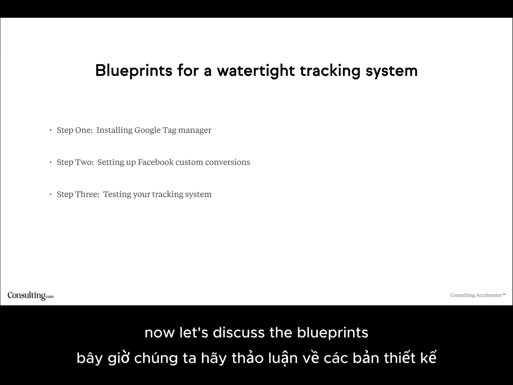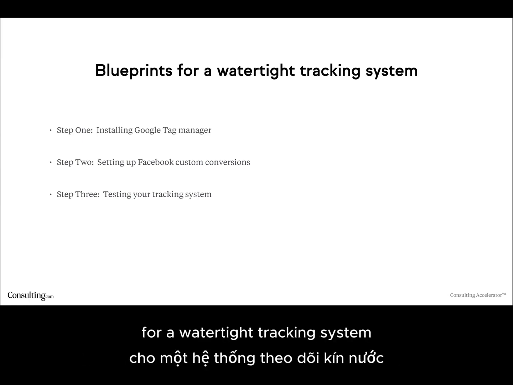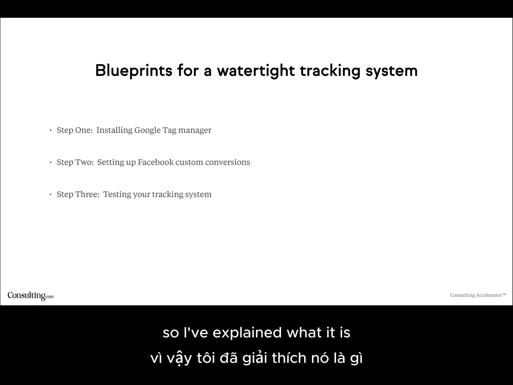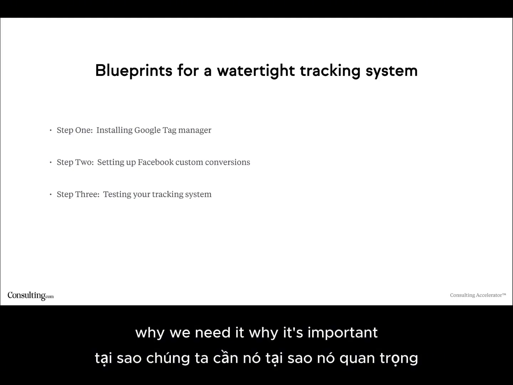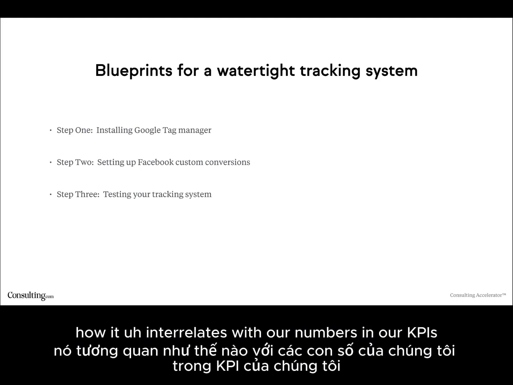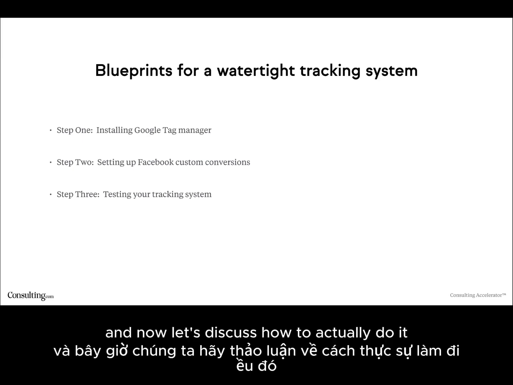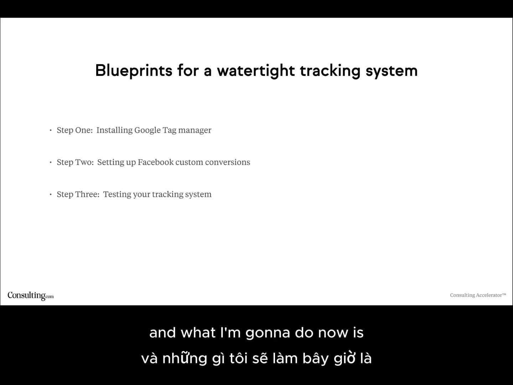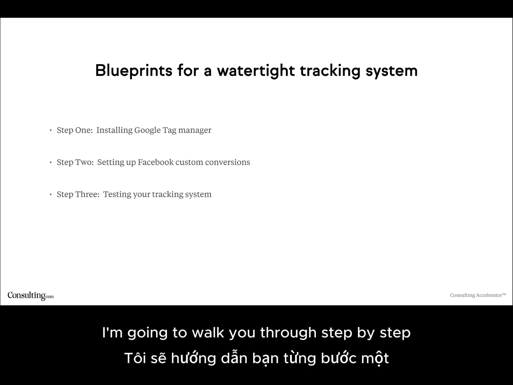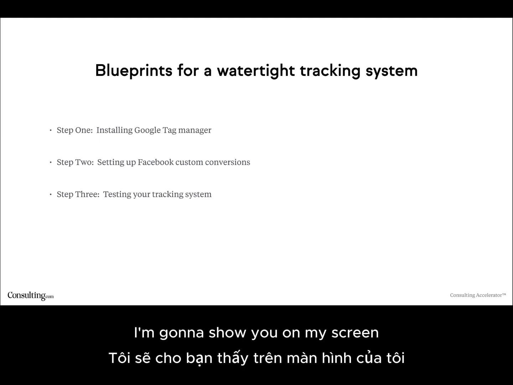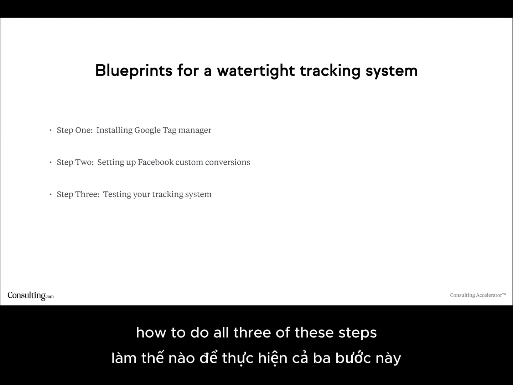Now let's discuss blueprints for a watertight tracking system. So I've explained what it is, why we need it, why it's important, how it interrelates with our numbers and our KPIs, so we know why it's important. And now let's discuss how to actually do it. What I'm going to do now is walk you through step by step. I'm going to show you on my screen how to do all three of these steps.